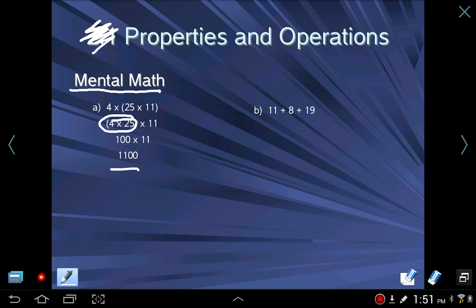Another example, this one, again, I'm going to switch the numbers around. So that instead of doing 11 plus 8 first, I'm going to do 11 plus 19. And that's going to be 30 plus 8, which is 38. Okay? So mental math, I showed all of my work. You wouldn't have to show it. It's mental math. But the idea is that you are rearranging the numbers to make it easier for you to do in your mind.